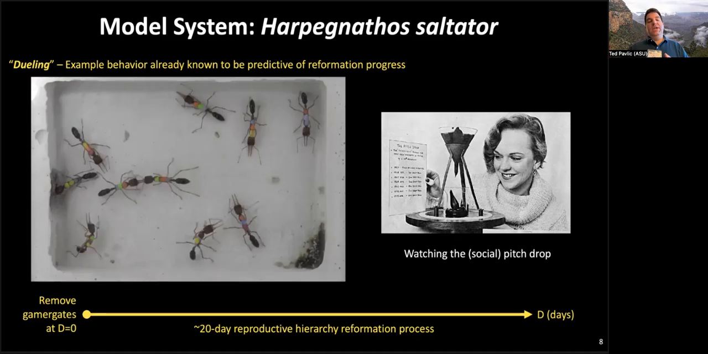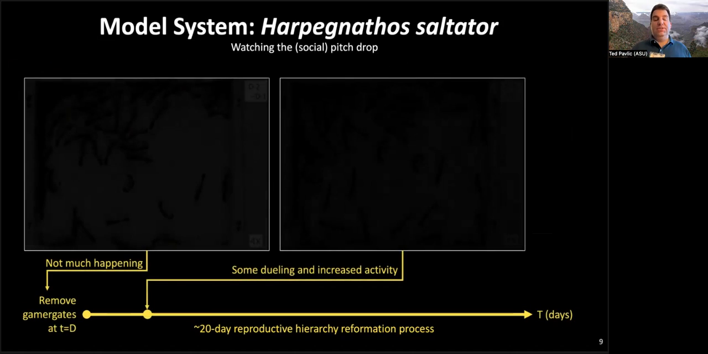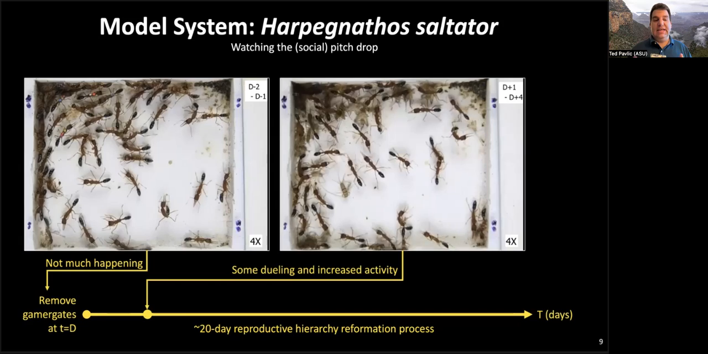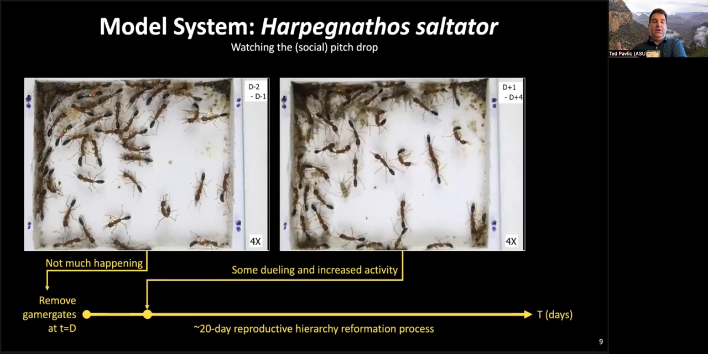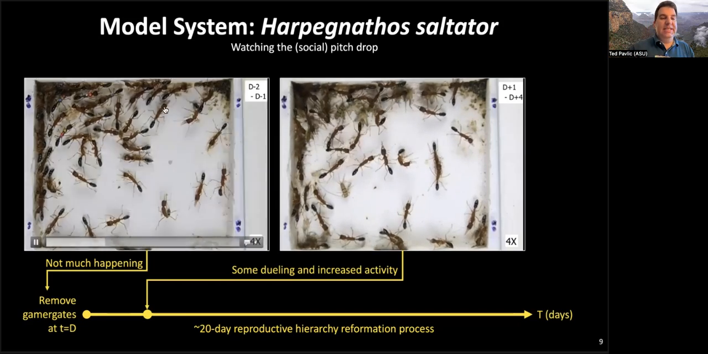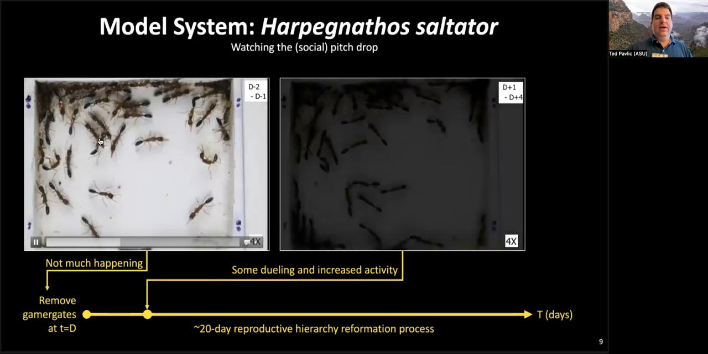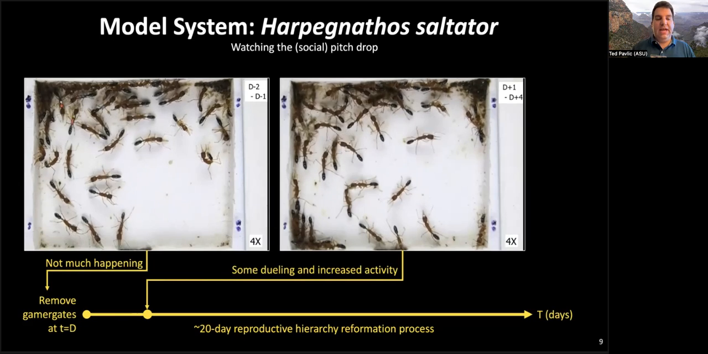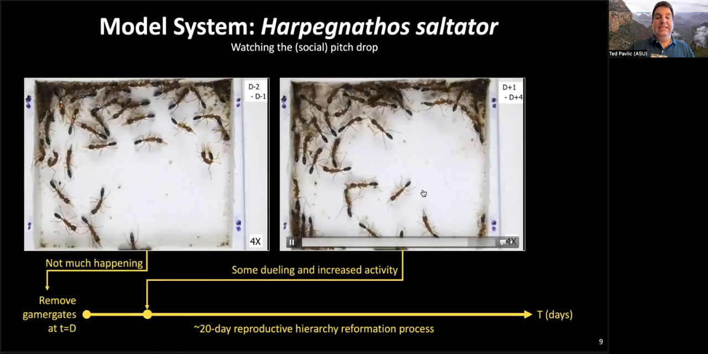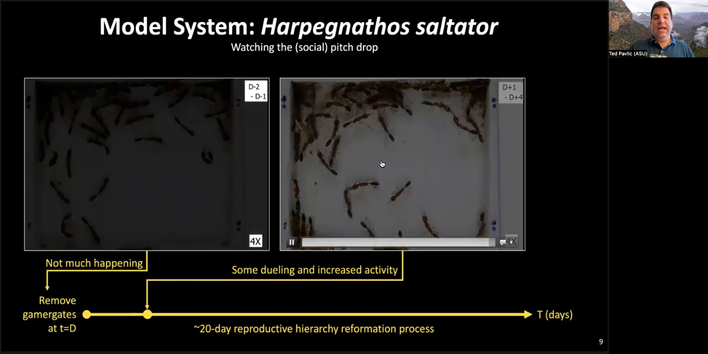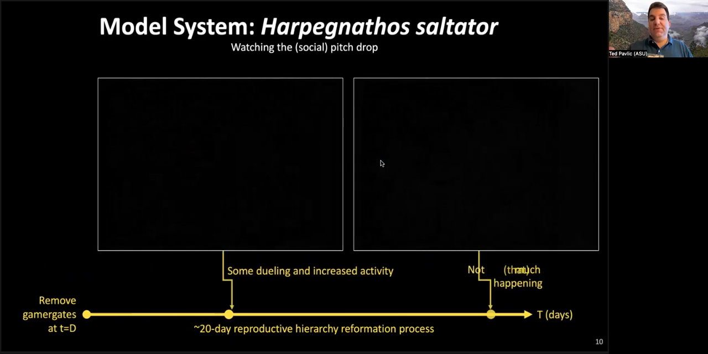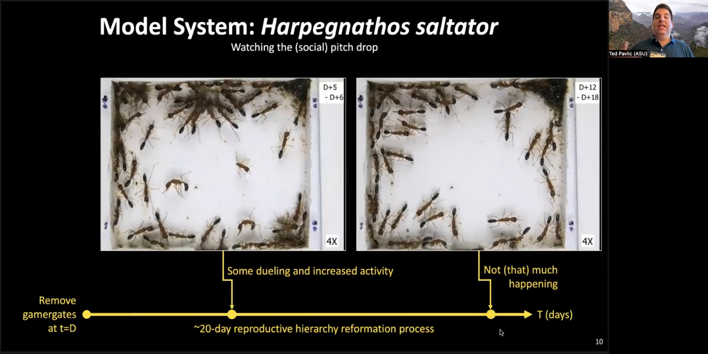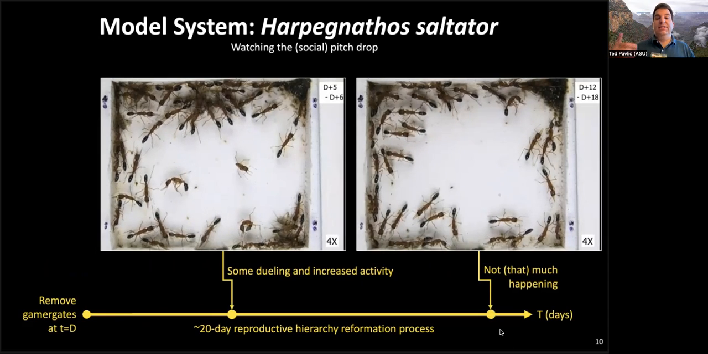So our thought was we can take video of these transitions over these 20-day periods, and we can take little, say, 20-second segments from different points along this timeline. We can take segments like you see being iterated through here. It goes to black in between these segments. From a couple days before we remove the gamergates, and a couple days after, you can see a bunch of dueling happening. Days after that, you see additional dueling. And then close to when the hierarchy gets formed again, there's a lot less dueling and things kind of go back to normal again.